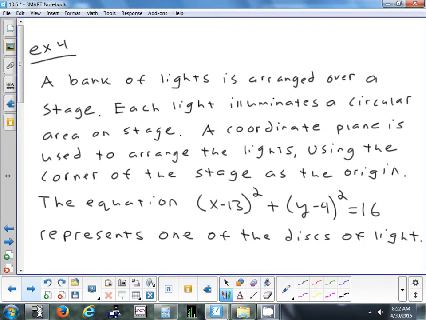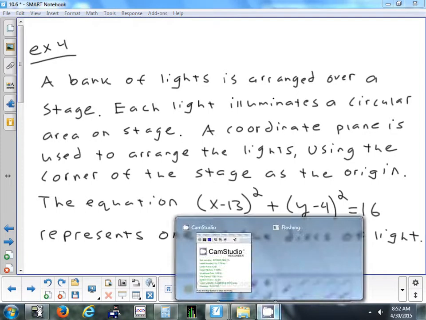Okay, so this is example 4 on page 637. They give you a diagram, but basically what's happening here is they've got some lights on stage, and each light illuminates a circular area on the stage. So like if you look at it from up above, the stage would be lit in a circle. A coordinate plane is used to arrange the lights.